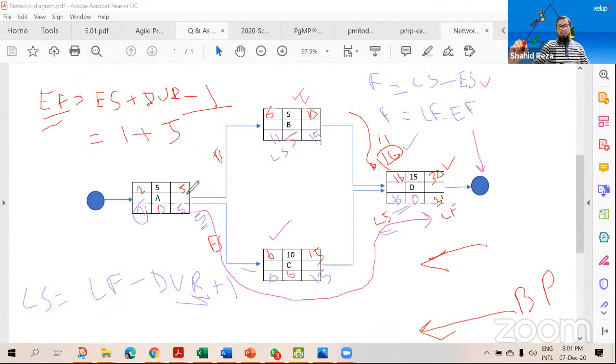All right. And this path is not critical, right? The above path A, B, D is not critical because one task, B, is having 5 days of float. All right. So this way you can find the critical path, and also you can find float for every task in the network diagram.